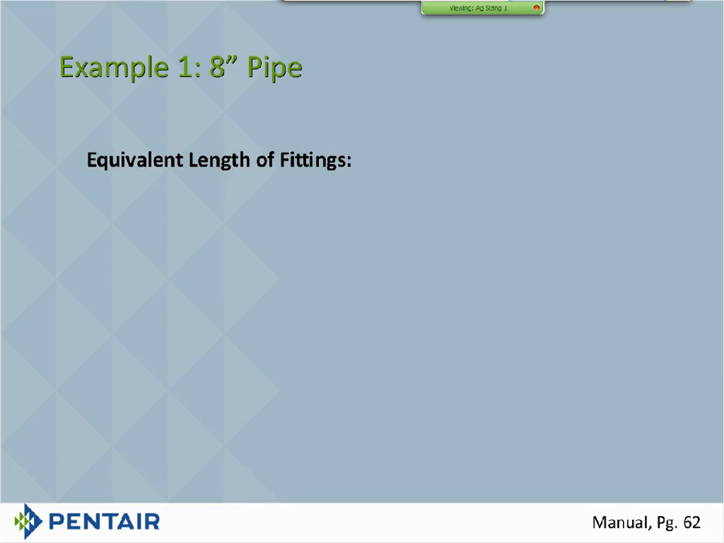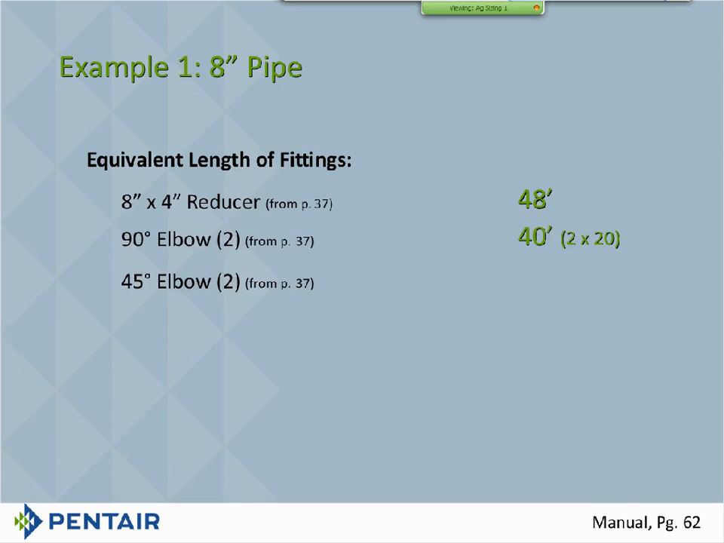Remember, though, that our fittings are now 8 by 4, which is going to equal 48 feet. It's now two 8-inch 90s, which are going to be 40 feet, and it's also two 8-inch 45s, which are going to be 22 feet. So if we add all that up, the total linear feet of pipe went up to 1460 from 1405.